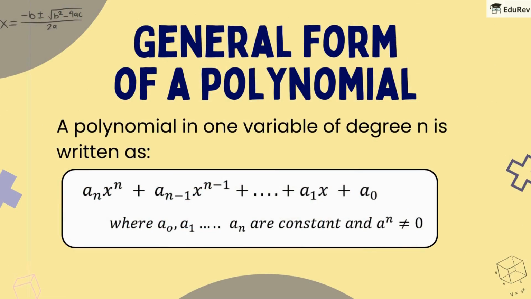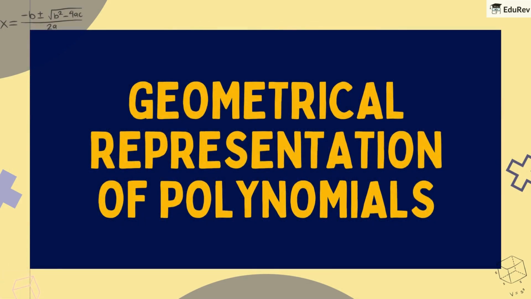A polynomial in one variable of degree n is written as a_n x^n + a_(n-1) x^(n-1) + ... + a_1 x + a_0, where a_0, a_1 and so on are constants and a_n is not equal to 0. This general form helps in understanding the polynomial's complexity and behavior. Every polynomial has a graphical representation that gives us visual insight into its properties, such as the number of zeros, which is linked to its degree.